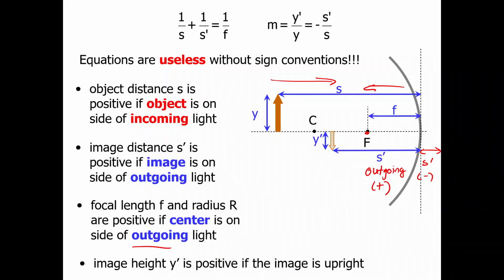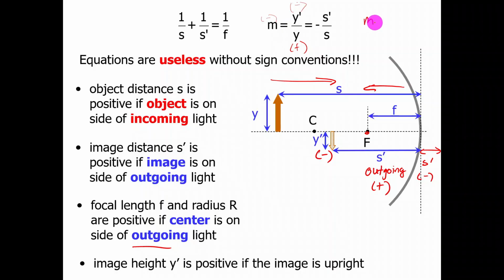And then your image height y prime is always positive if the image is upright and negative if the image is inverted. So this would be a negative value for y prime in this case. So we can see when you look at that magnification that in this case our magnification would be a negative value for y prime and a positive value for y. So that's going to give us a magnification that is negative. And when our magnification is negative, our image is going to be inverted. So we can see from our magnification equation that anytime your m calculates as negative, it's inverted.